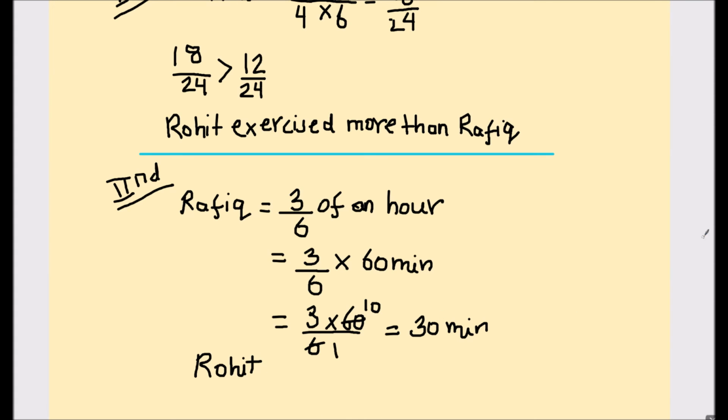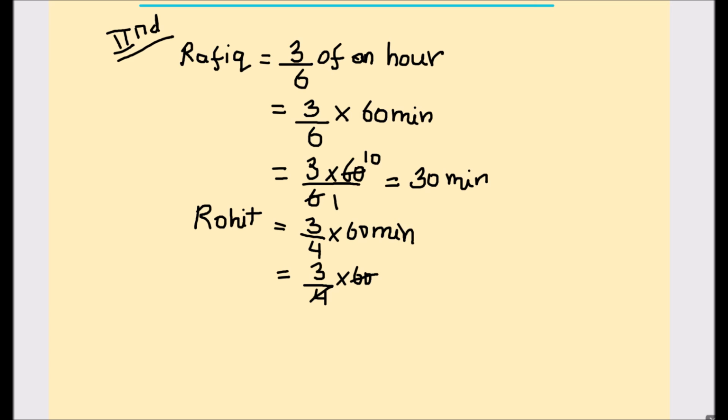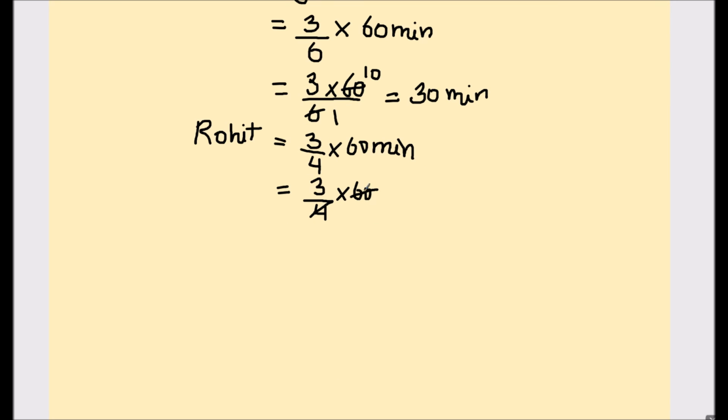Similarly, we can find 3/4 of an hour for which Rohit exercised. That's going to be 3/4 of 60 minutes, which equals 3/4 of 60. We can cancel out 4 and 60. 4 times 1 is 4. We are left with 1. This becomes 15. 4 times 15 is 60. So that's going to be 3 times 15, which is equal to 45 minutes.